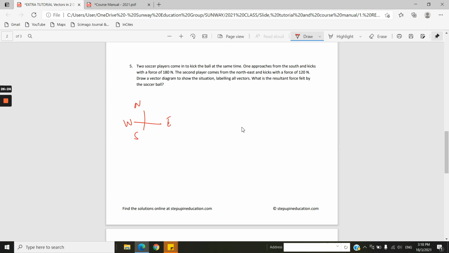Okay, two soccer players come to kick a ball at the same time. One approaches from the south, and he kicks the ball with a force of 180 Newton. Okay, this question is very tricky. One approaches from the south, meaning not kicking to the south, but kicking from the south.